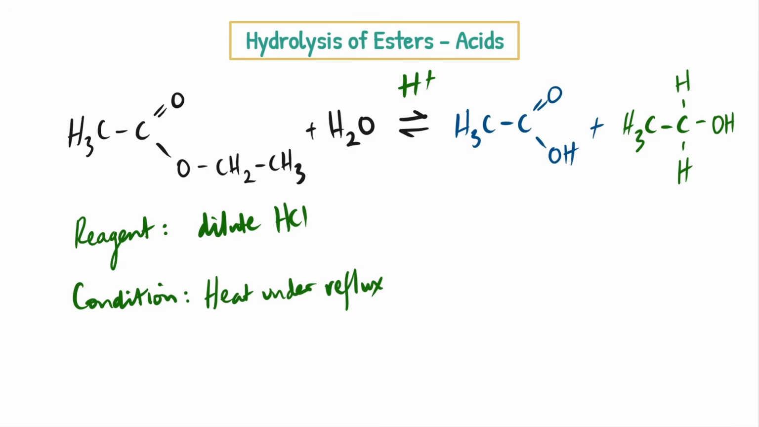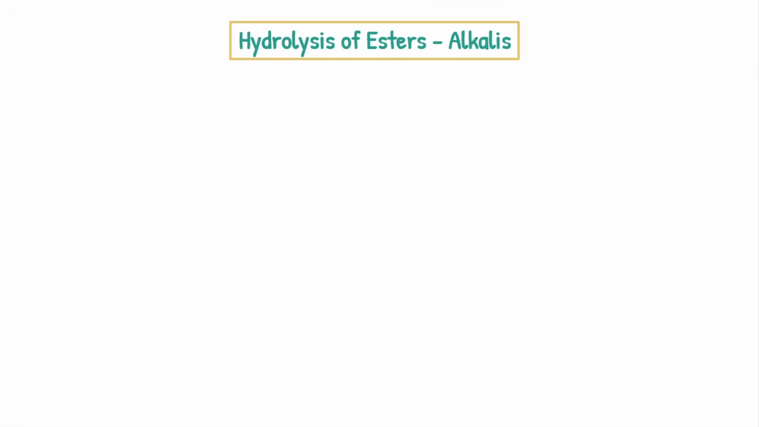So this acidic one, super simple. It's literally just flipping the equation round for the esterification reaction and just remembering that the reagent here is dilute HCl, okay? Let's move on to the more difficult one you have to remember, and this is hydrolysis of esters but using alkaline conditions, okay?